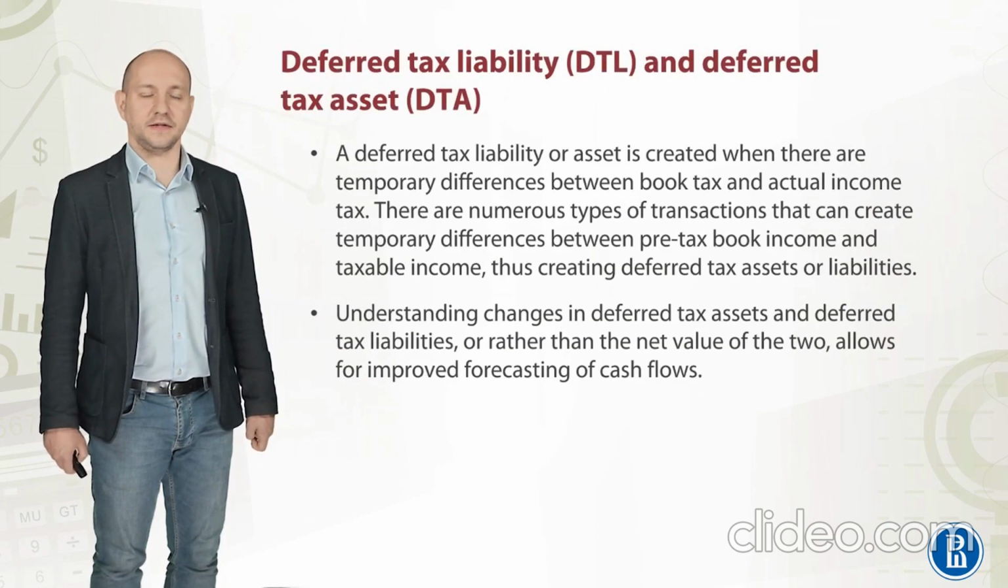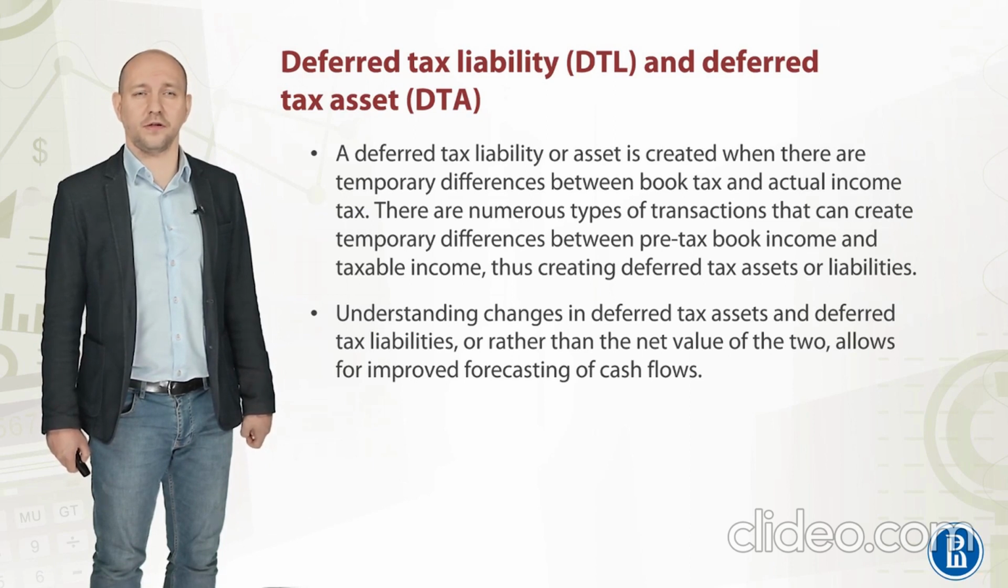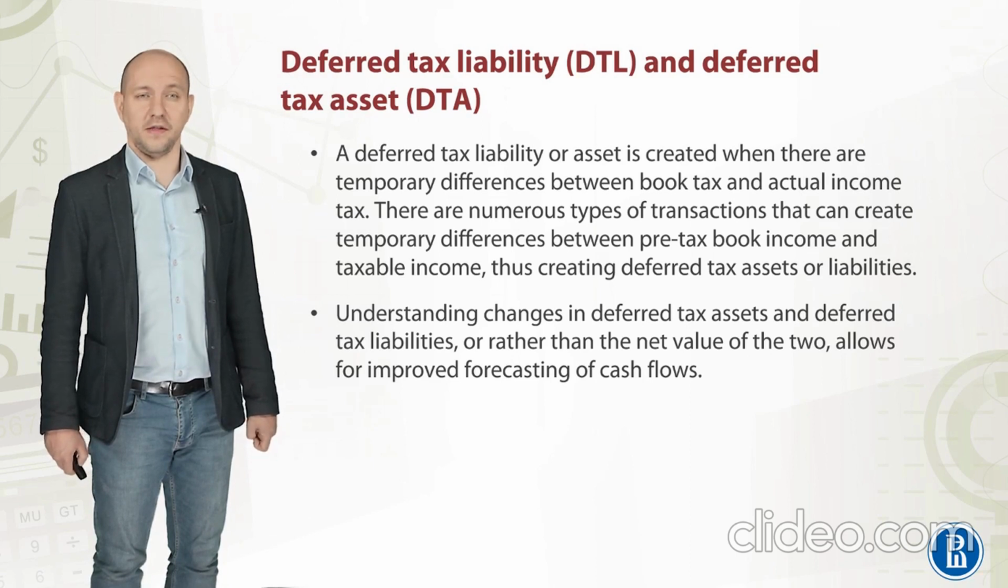And now let's understand better how taxes can affect the balance sheet. There are two things that I wanted to cover on this slide: deferred tax liability and deferred tax asset. A deferred tax liability or asset is created when there are temporary differences between book tax and actual income tax. There are numerous types of transactions that can create temporary differences between pre-tax book income and taxable income, thus creating deferred tax assets or liabilities.